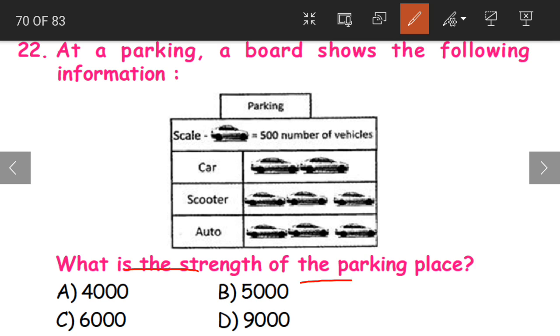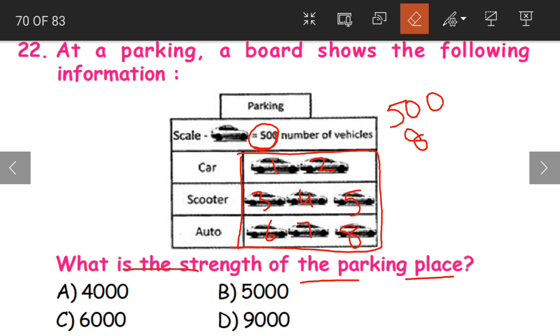Now what is the strength of the parking place? The strength is nothing but the total capacity, that means we are finding out the total number. What did I say? To find out the total number, you have to count all the pictures. 1, 2, 3, 4, 5, 6, 7 and 8. We have 8 pictures. Now how much does each picture represent? It represents 500 vehicles. Each car represents 500 vehicles.